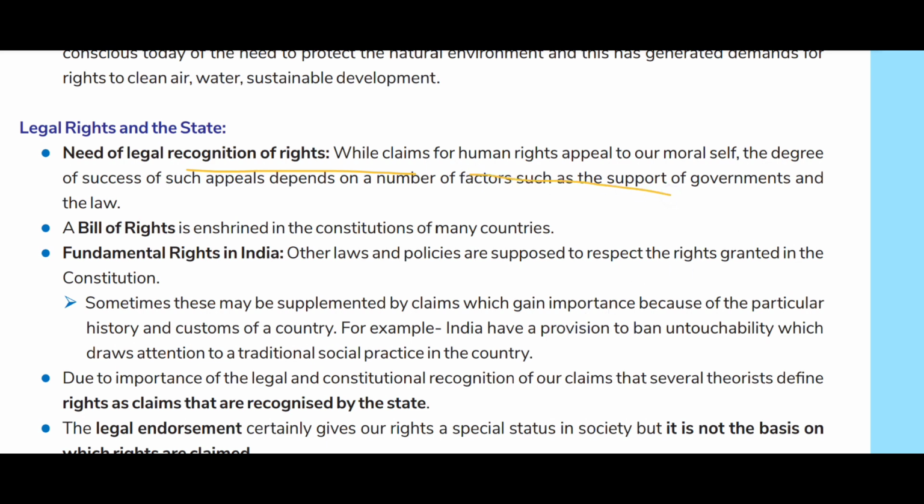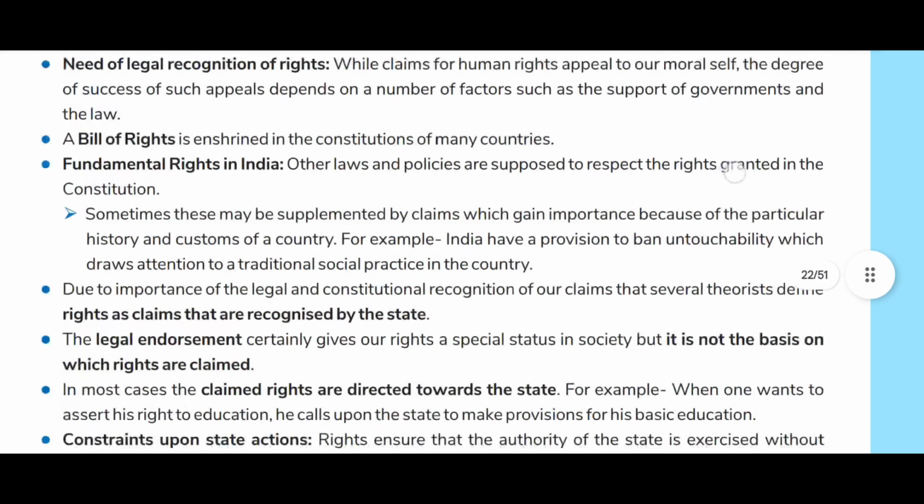While claims for human rights appeal to our moral self, the degree of success of such appeals depends on a number of factors, such as the support of governments and the law. A Bill of Rights is enshrined in the constitution of many countries, like the Fundamental Rights in India. Other laws and policies are supposed to respect the rights granted in the constitution.